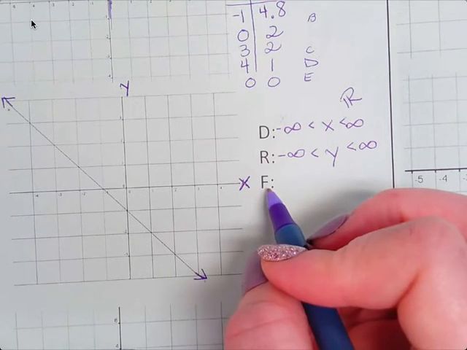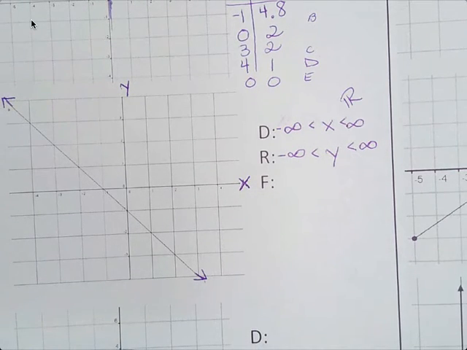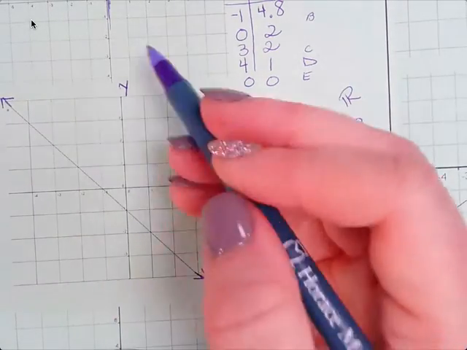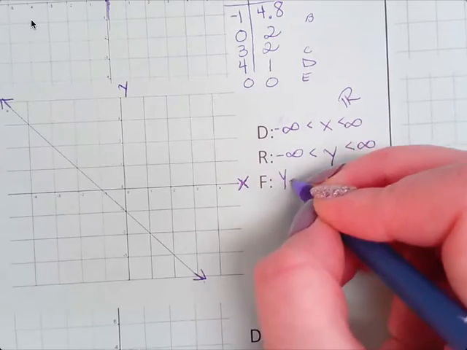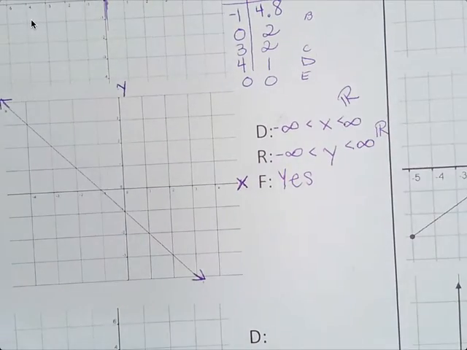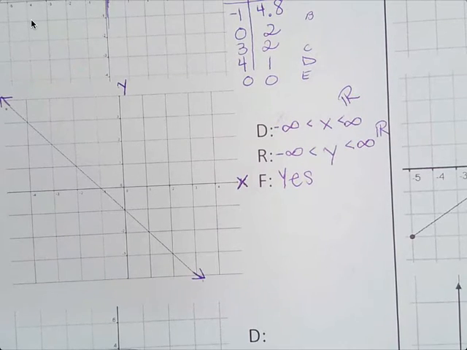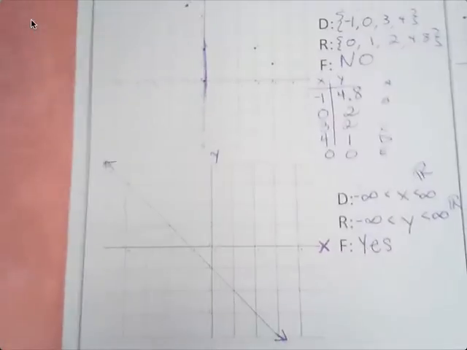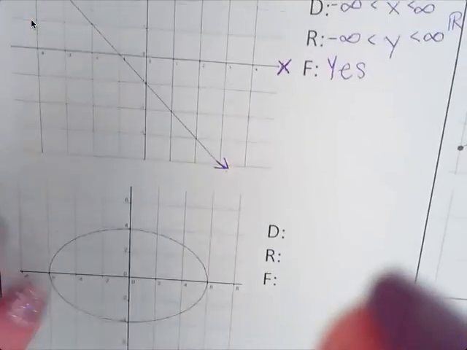And then what about, is it a function? If we were to do our vertical line test, yes, it's a function. And the range could be all real numbers too, because it goes from negative infinity to infinity. There's no way to box it in. And that's what we're going to do on the next ones. We're going to see if we can box it in. Okay, let's go to the next one.